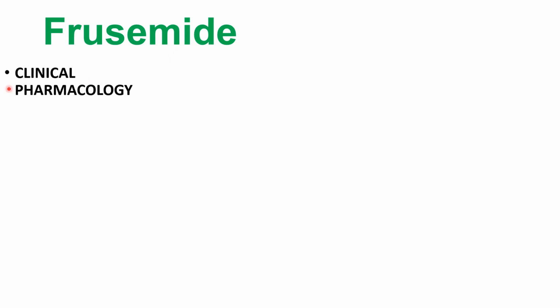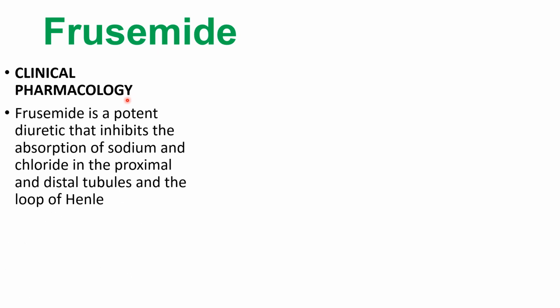So you need to know what is clinical pharmacology of the furosemide. That is nothing but mechanism of furosemide. So furosemide is a potent diuretic. As we all know, what is diuretic? Increased urine excretion that inhibit the absorption of sodium and chloride in the proximal and distal tubules and the loop of Henle. We all know.